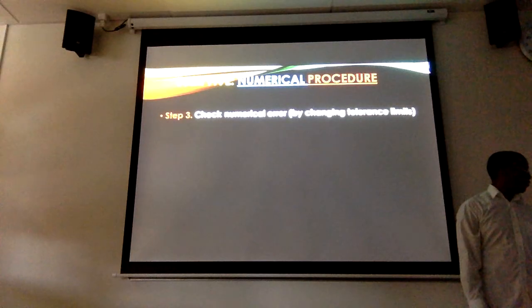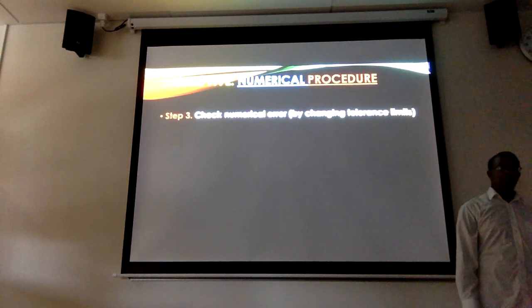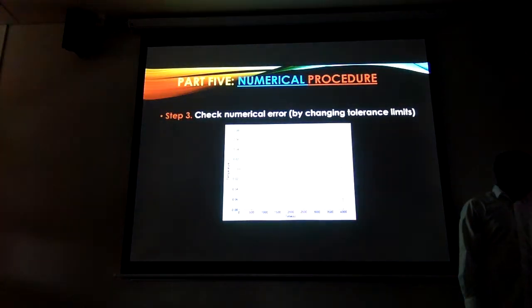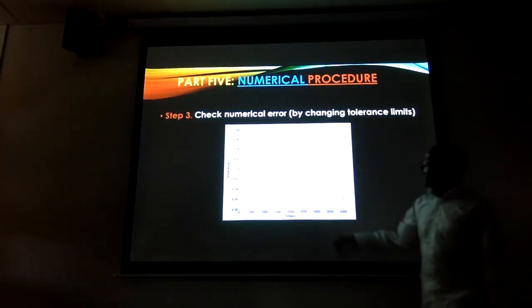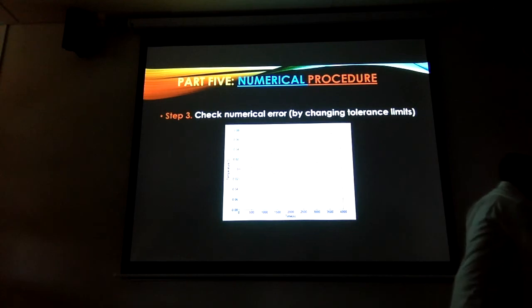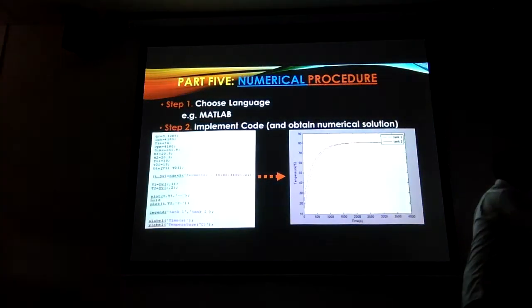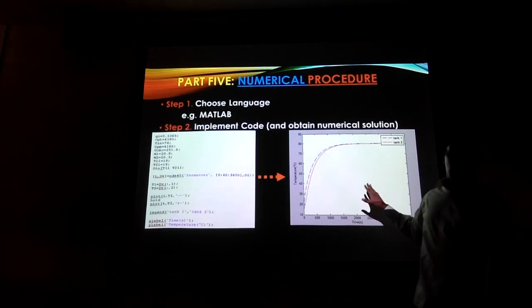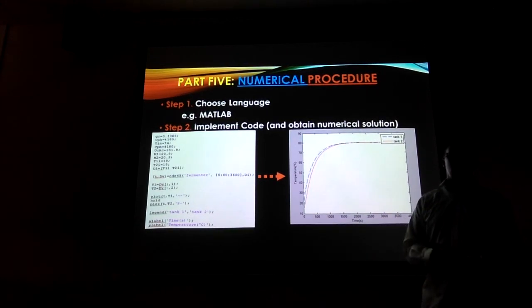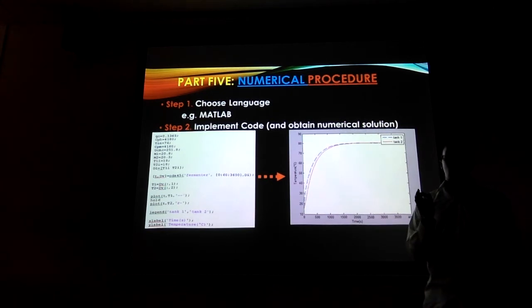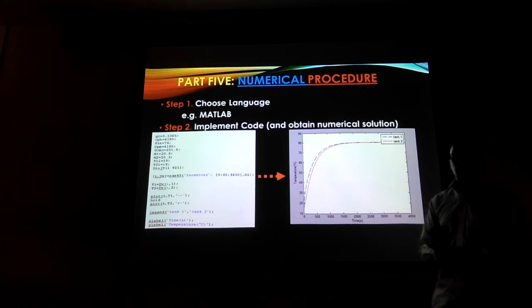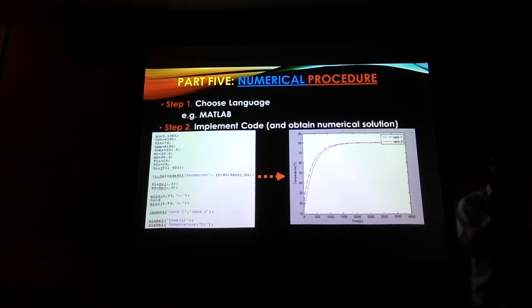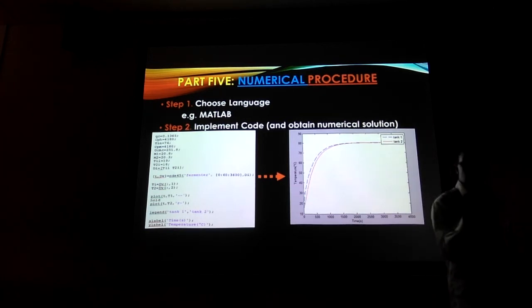Next step is we check numerical errors. You see, when the computer is giving us this answer here, it's actually an approximation. It's not an exact solution. When we did Newton's solution, because we could solve the analytical solutions, that was an exact solution. We knew exactly, 100%. But this one is an approximation. And then you check how good it is.